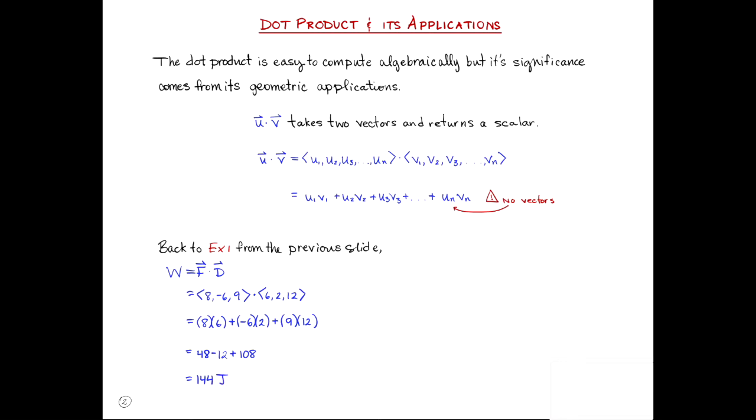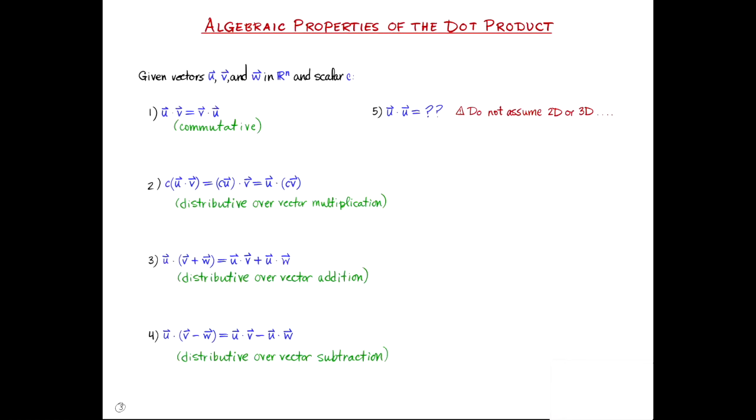What else can we do with the dot product? Algebraic properties of the dot product. Let's say that we have three vectors, u, v, and w, and we're in Rn. So we don't have to be in 2 dimensions or 3 dimensions, but rather n dimensions, and then for some scalar c. u dot v is equal to v dot u. This is the commutative property. The distributive property also works over vector addition and subtraction. So those are your next three properties.